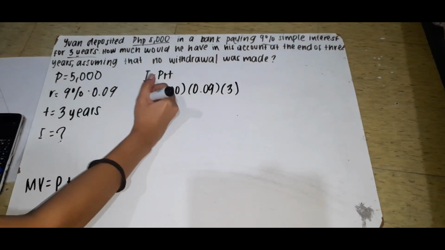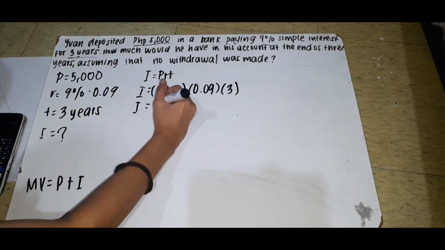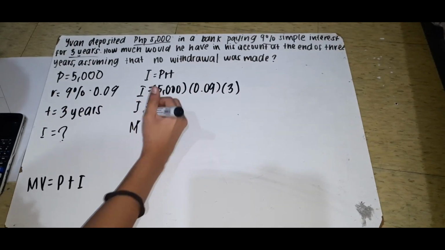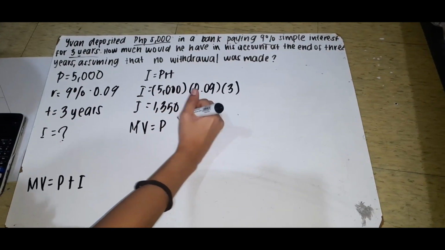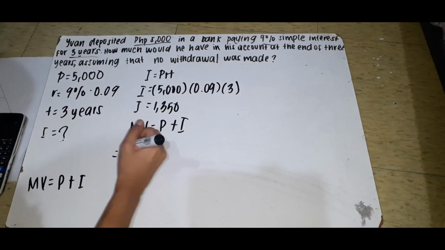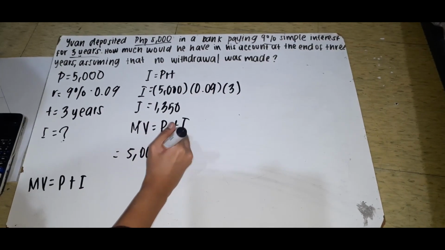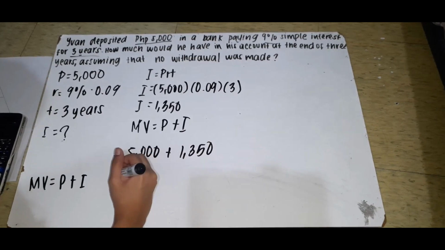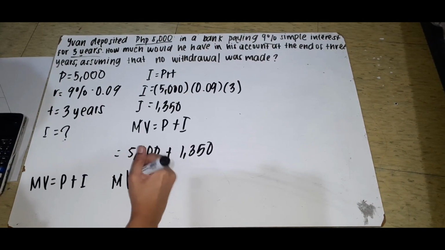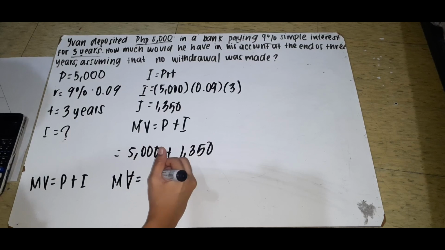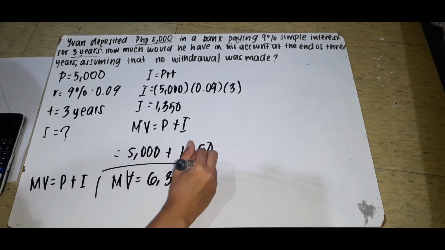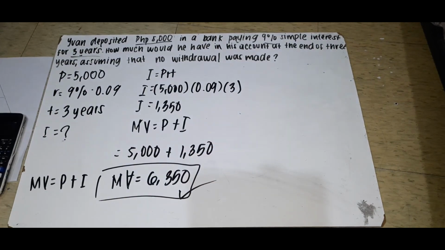So the interest would be 1,350. And the formula for maturity value is P plus I, so that would be 5,000 plus 1,350, and the answer would be 6,350. So this is the final answer.